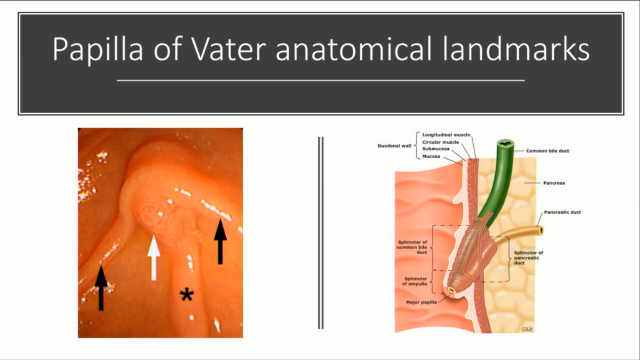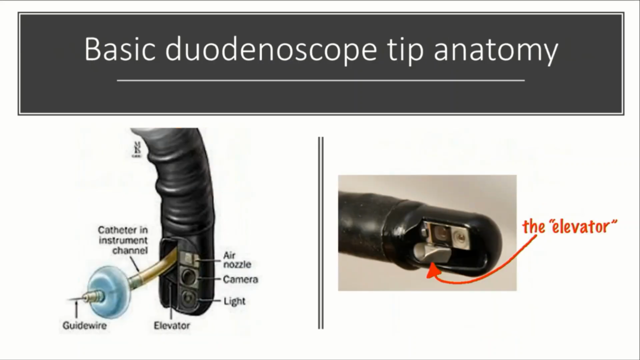So in a lateral view, we can see that the papilla of Vater is a complex structure that consists of the bile duct and the pancreatic duct that join together, and they are surrounded by the sphincters, which are circular muscles, individually for each duct and together. And this anatomical configuration makes the selective CBD or even the pancreatic duct cannulation challenging.